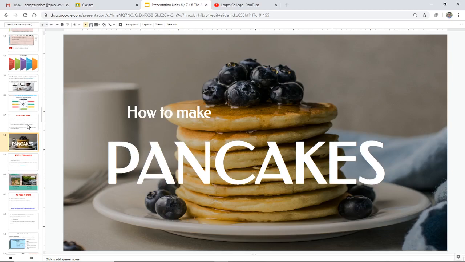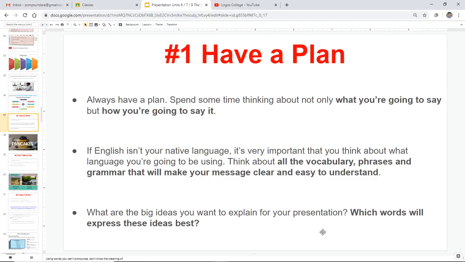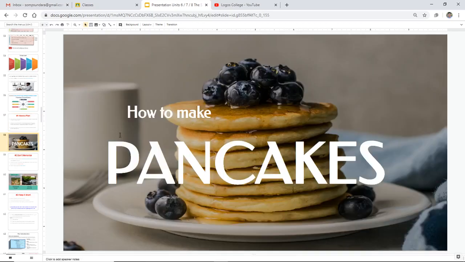So that's what it means by which words will express these ideas best, right? And think about all the vocabulary, phrases, and grammar that you'll need to know and understand so that your audience understands you. Okay? And then you have to think about what you're going to say. So here you're probably going to say, today I'm going to talk about making pancakes. All right? And you say things like step 1, mix the flour, the water, and the egg.